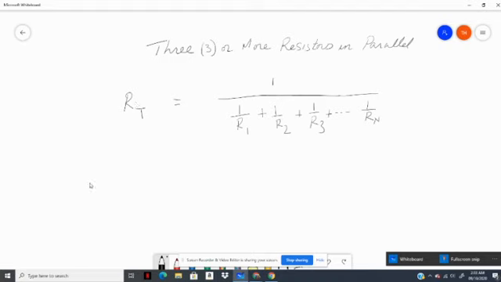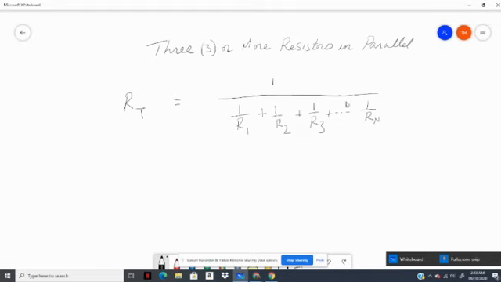So this is a general formula for more than two resistors in parallel. Remember when we had two resistors in parallel, it was simply R1 by R2 over R1 plus R2. But we cannot use that formula for more than two resistors in parallel. We have to use this.